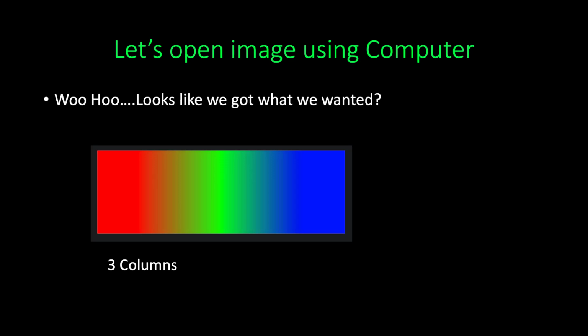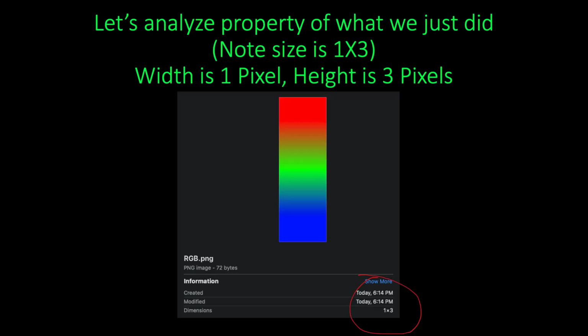Anyway, so woohoo, looks like we got what we wanted. Beautiful. 1 row, 3 columns. We can open this image inside Macintosh and see rgb.png. If you are a first time coder or an nth time coder, use Mac. It's easier to program than Windows, much easier.